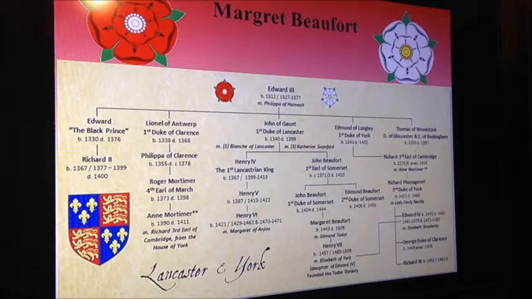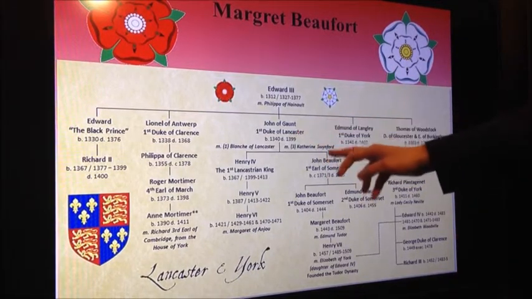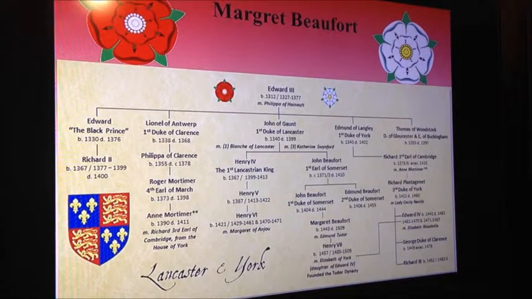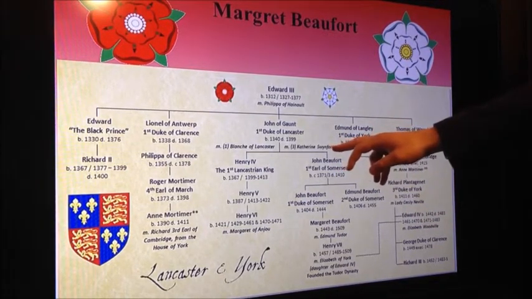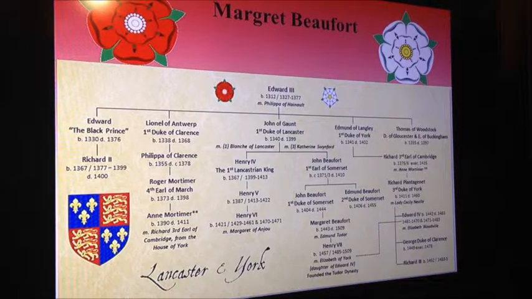Now, how do we get to the Tudor party? Well, if you remember, there were the Beaufort children. The Beaufort children were John of Gaunt's children. Now, what had happened was, John of Gaunt had had a mistress, Catherine Swynford, and had had children with her.